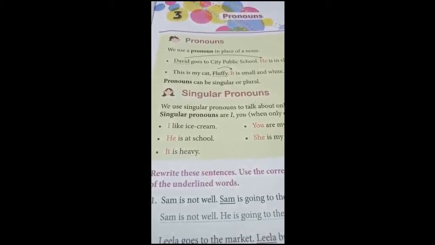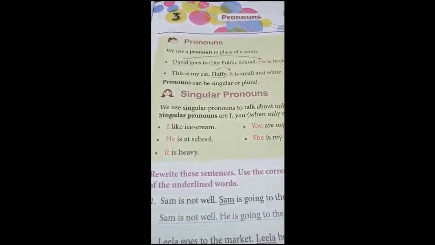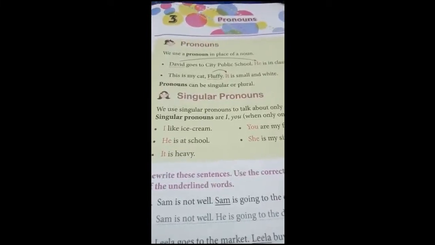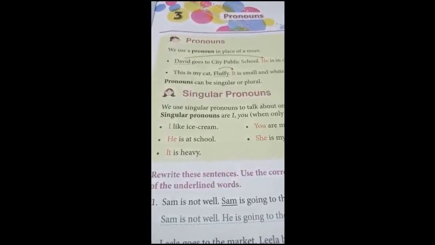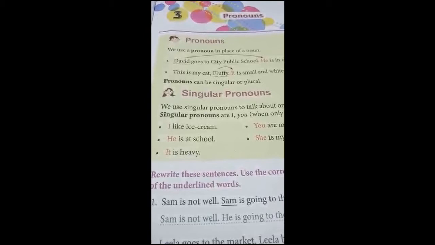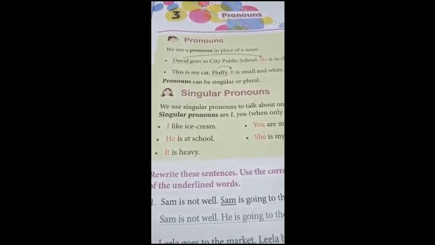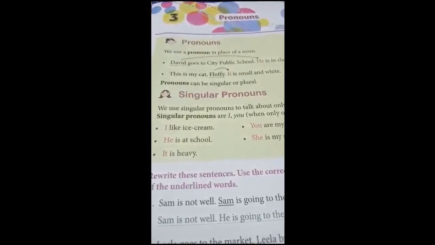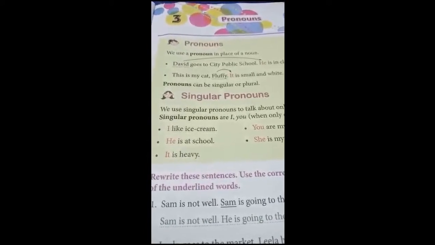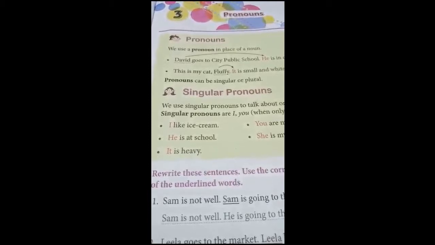So today we are going to discuss our new chapter, chapter 3, pronouns. I think you are quite familiar with the word pronouns, because you started from junior KG, senior KG, and now you are in class 1. But today we are going to discuss pronouns in detail. Okay, so let's start.